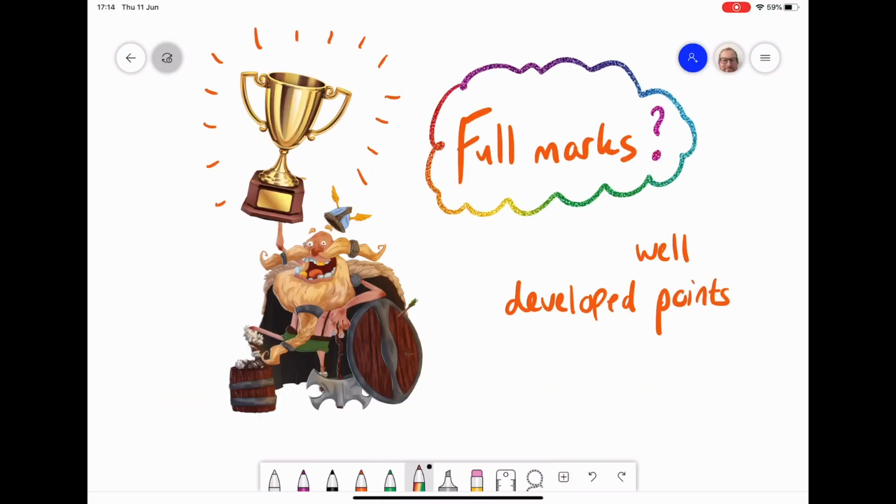So to make sure, once you've done that once, to get kind of full marks, getting up to those 8 marks, you need to have 3 or 4 of these well-developed points to really be in a chance of getting at the high end of the mark scheme.